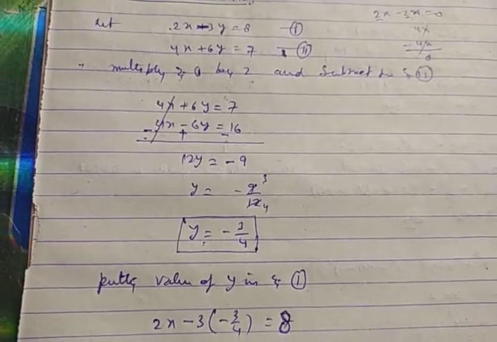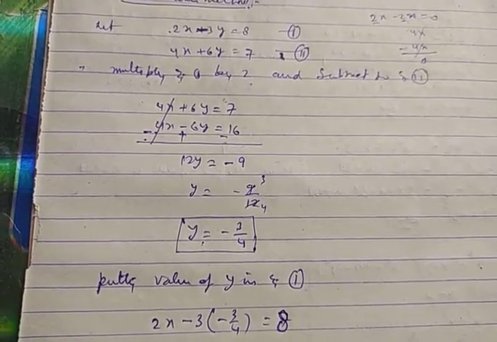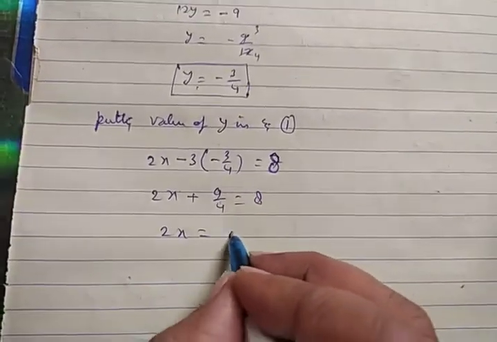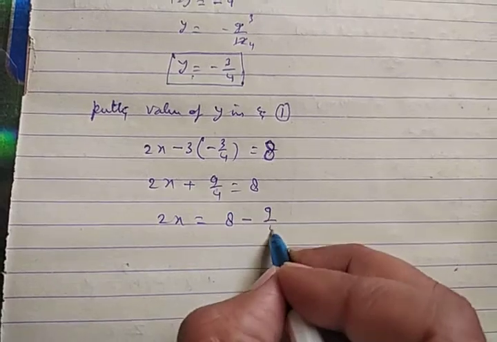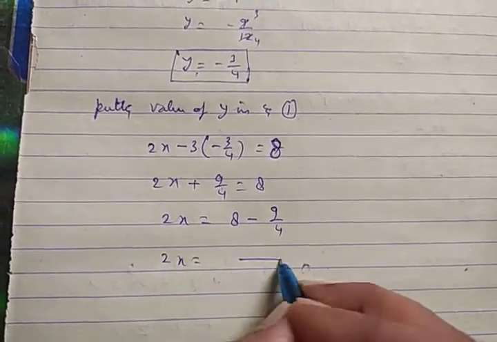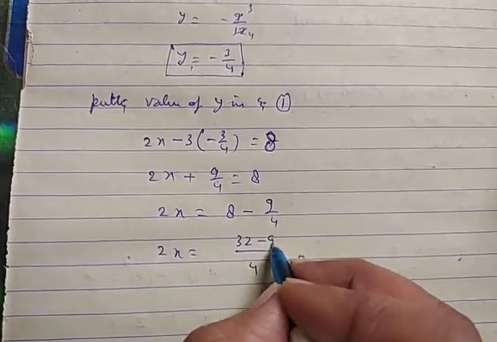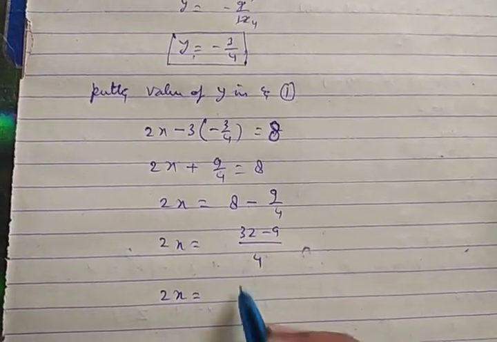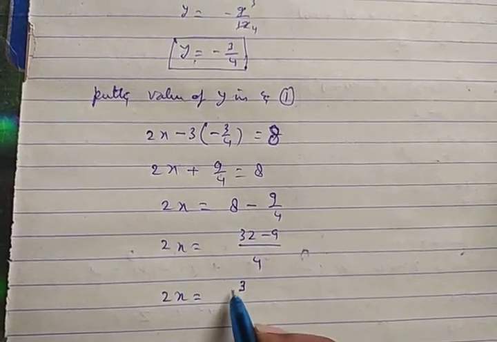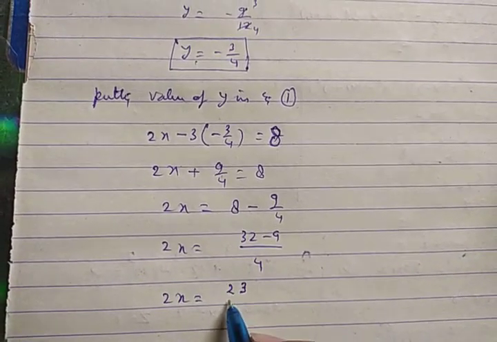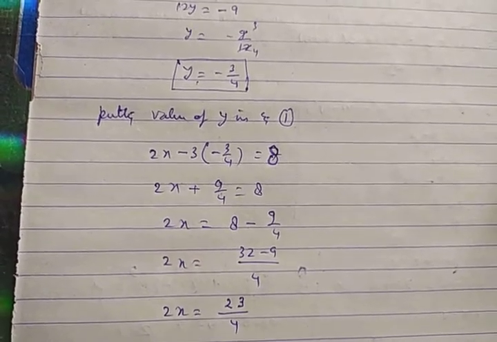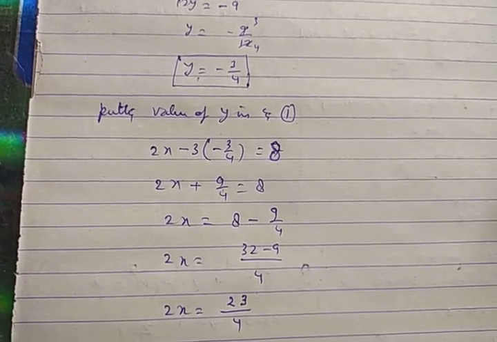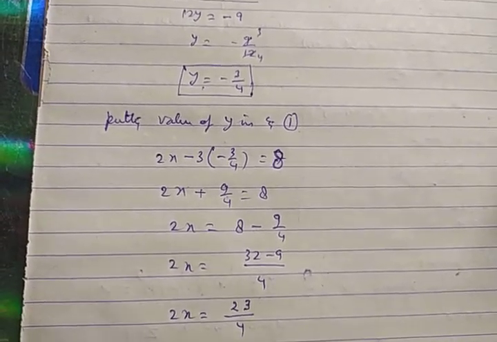Now simplify. 2x plus 9 upon 4 is equal to 8. 2x is equal to 8 minus 9 upon 4. 2x is equal to, take LCM, 8 4s are 32 minus 9. 2x is equal to, what is left, 23 upon 4. x is equal to 23 upon 2 4s are 8. 2 will come into the denominator and this will be the value of x.